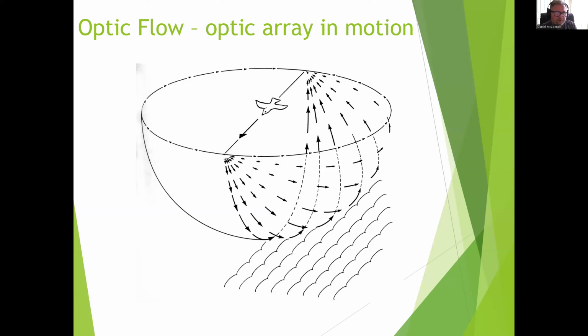But since the bird is really flying, in this case, what we also have to imagine is that each one of those dots is going to trace out a little arc in the field of view, right? And that's what you also need to imagine here.